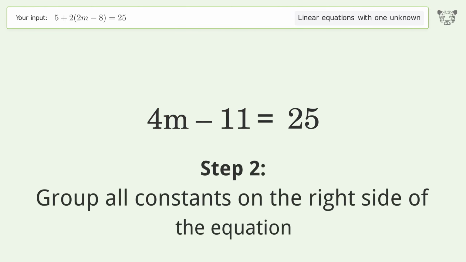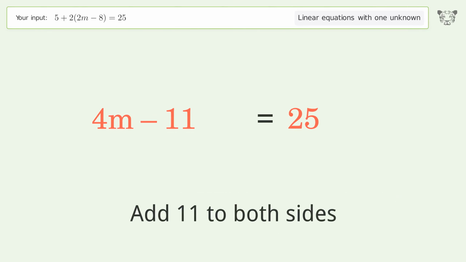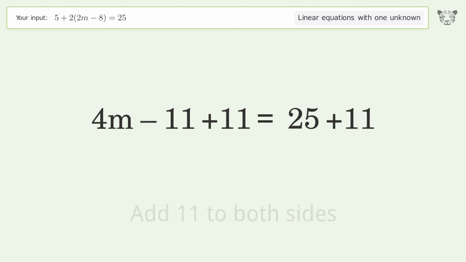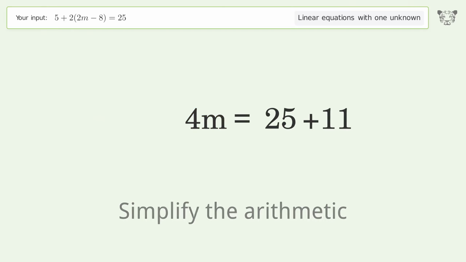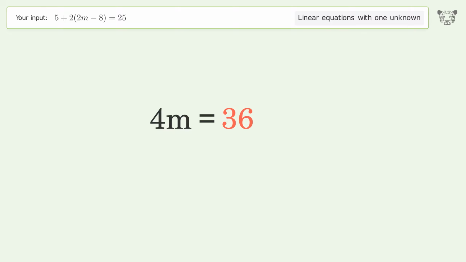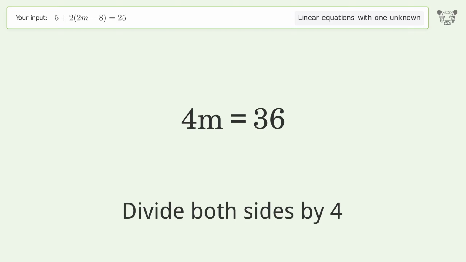Group all constants on the right side of the equation. Add 11 to both sides. Simplify the arithmetic. Isolate the m. Divide both sides by 4.